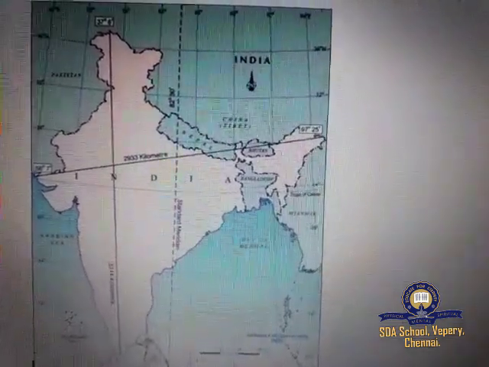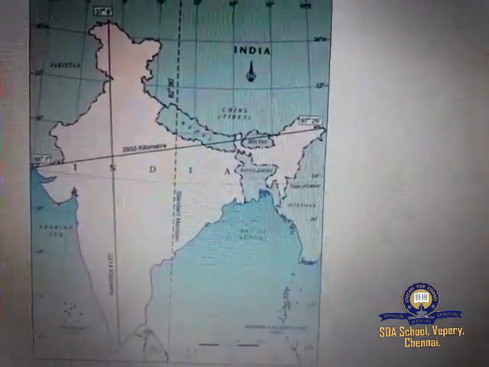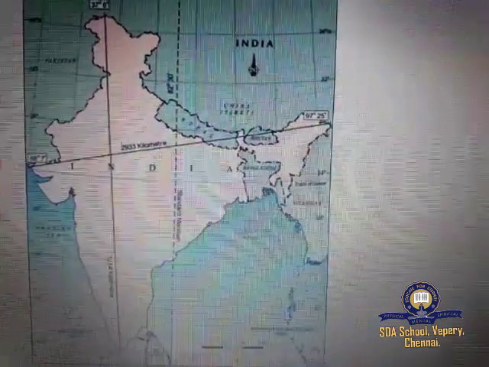Location and extent. India extends from 8.4 degree north to 37.6 degree north latitudes and 68.7 degree east to 97.25 degree east longitudes. Hence, India is located in the northeastern hemisphere.